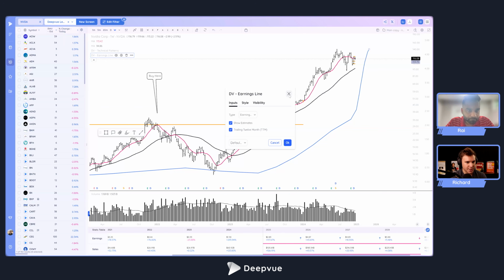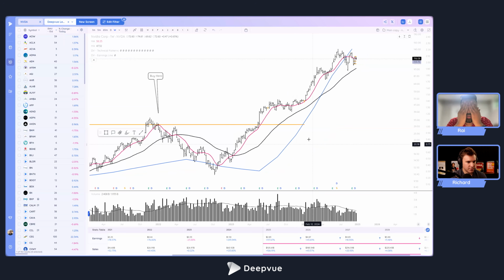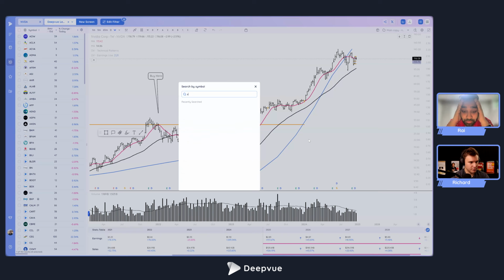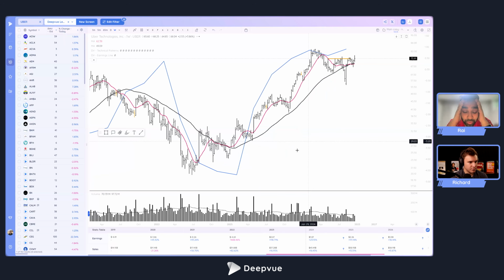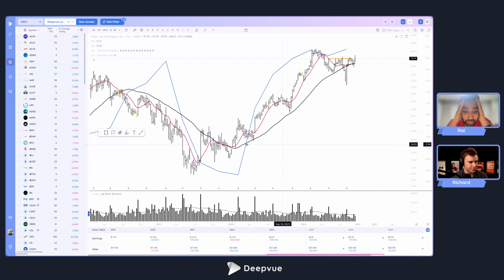Any other really good examples of an earnings line, Rye, that come to mind? Any prior stocks? Uber is one I traded for like an 80-90% move. It became positive for the first time, saw the highest earnings ever. That was a good one. This earnings, yes.